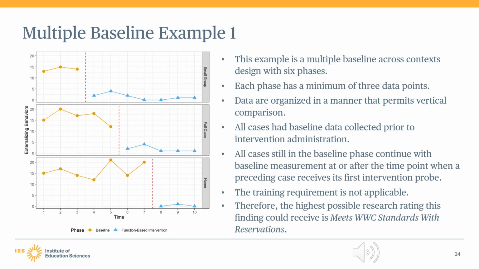If there is no textual information discussing a training phase or the need for training, the training phase requirement can be assumed to have been met. This multiple baseline design therefore meets all 4 of the extra criteria for multiple baseline and multiple probe designs. And because this design includes 6 total phases with at least 3 data points per phase, the highest possible research rating for a finding from this design would be meets WWC standards with reservations.